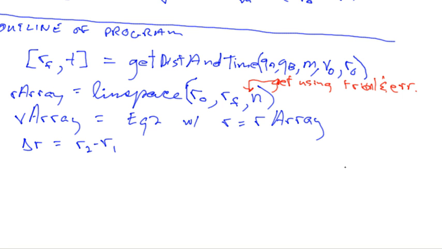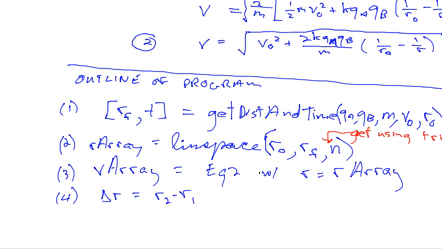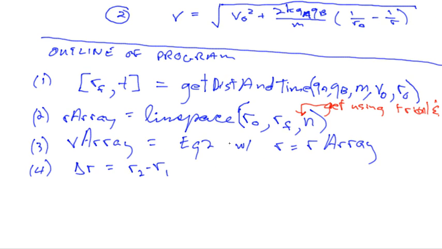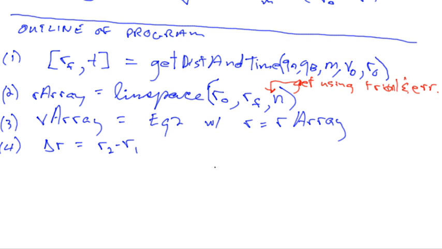I think I'll actually do that just to be careful. V array is equal to equation 2 with R equal to R array of, I think I'll do this from 1 to n minus 1, and this from 1 to n minus 1. So all but the last element, and then I'll say v array.